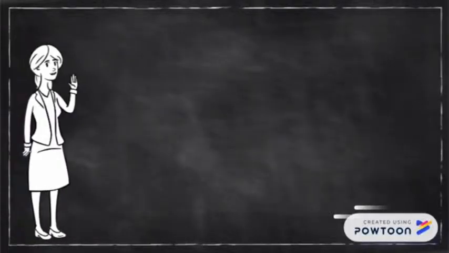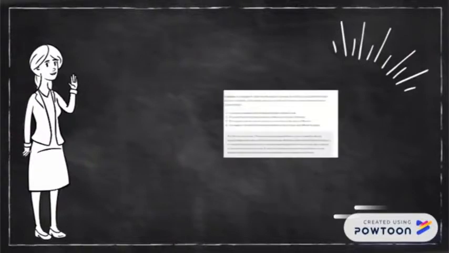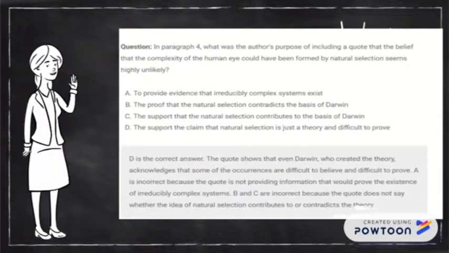Here we have an example about rhetorical purpose questions. The question says, in paragraph 4, what was the author's purpose? Here we have the keyword, and you can see that we have 4 options, A, B, C, and D.